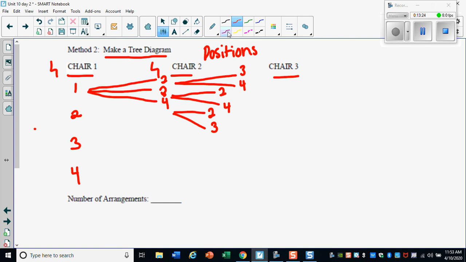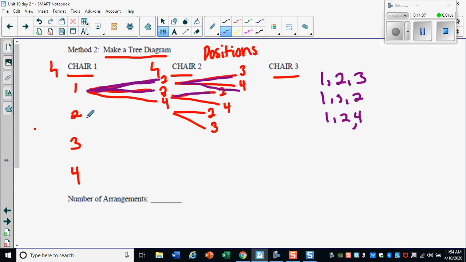Now what I want you to think about here is, at the end of the branches, what does this mean? If I go across the whole end of this branch, this tells me that in my positions I have person 1, person 2, and then person 3. If I go across this branch, that's 1, 3, and 2. That's this branch right here. If I wanted to go 1, 2, and then 4, that's that branch right there. So this can also get a little bit time consuming.